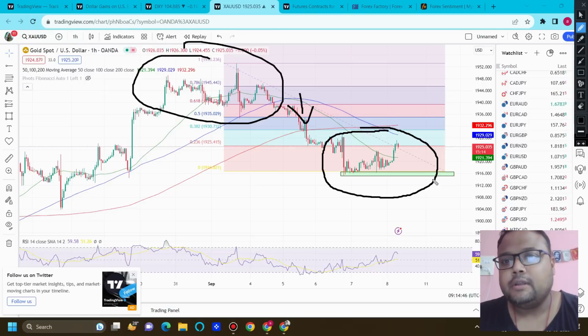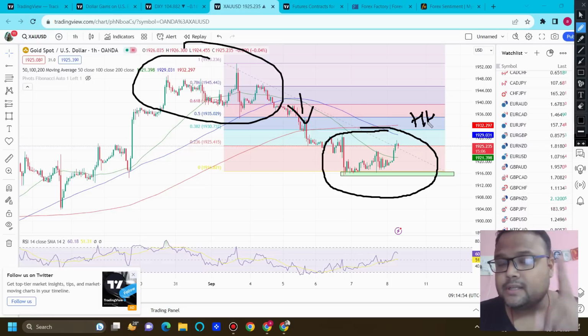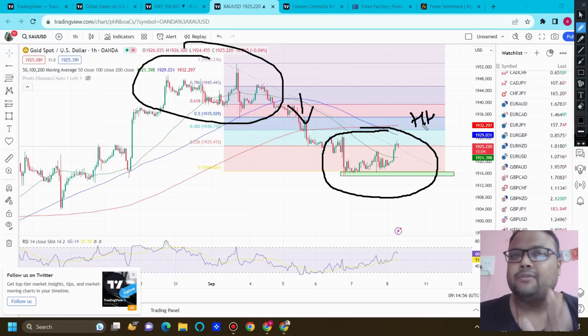Okay. So if the market takes support again around the 1915, 1916 level, we can expect that gold will be forming a higher high. Try to understand my point here. If you're a beginner, it may sound a little bit complicated, okay, but we are talking about the structure of the market and how the trend of a market changes.